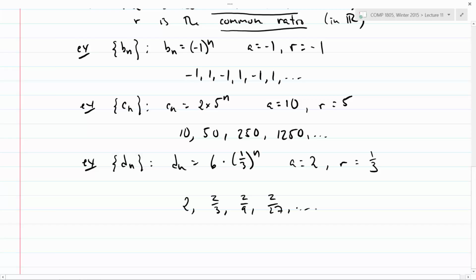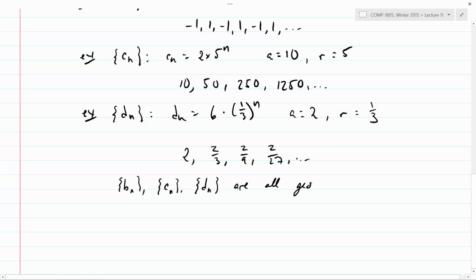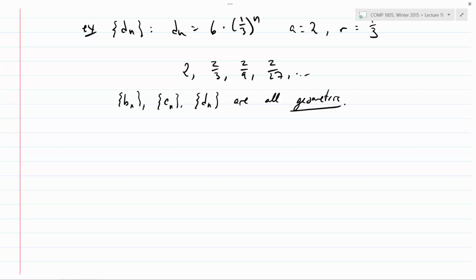So this is just one type of sequence. Not all sequences look like this. Geometric sequences have these nice initial terms and common ratios. That's one type of sequence. Not all sequences fit into this framework. So Bn, Cn, and Dn are all geometric. There's other types. Another one is called an arithmetic sequence.